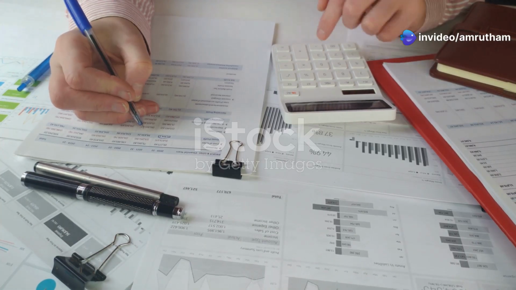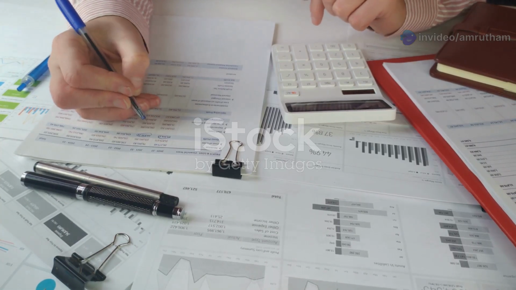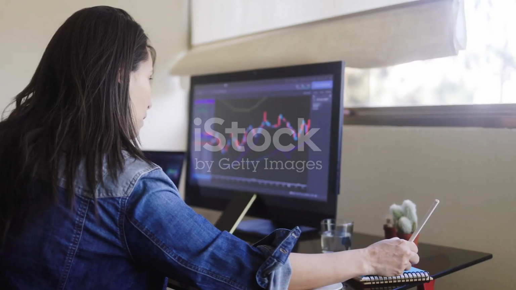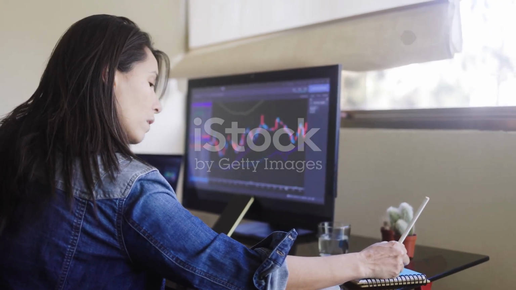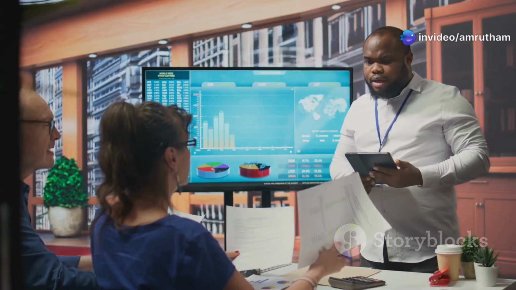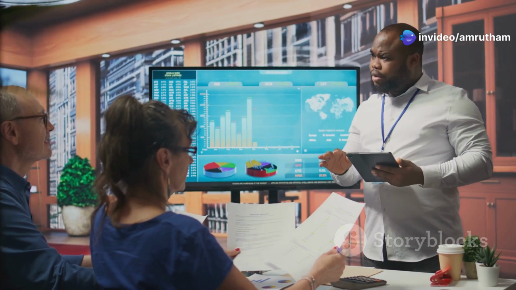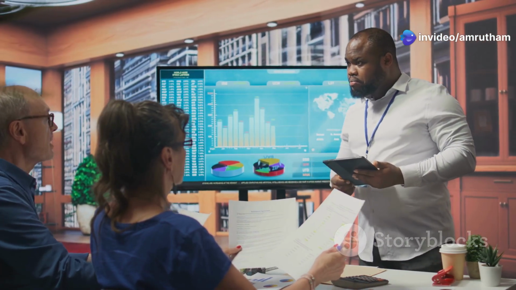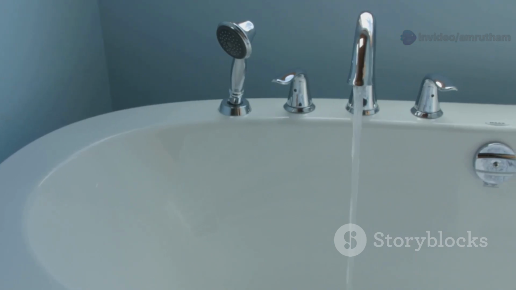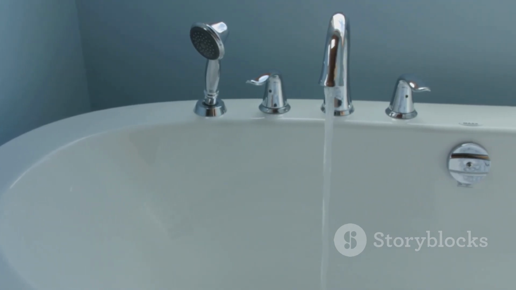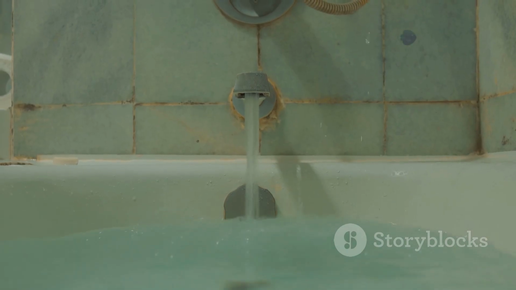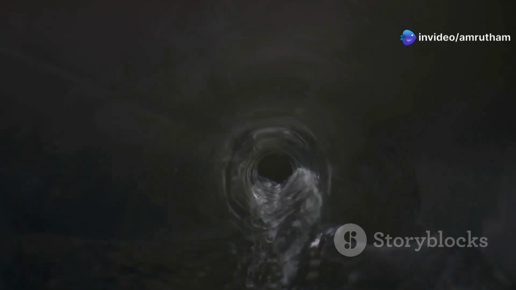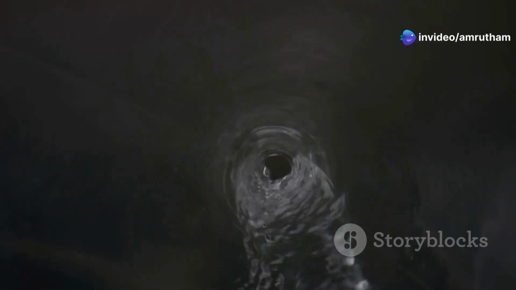Section 7. Cash flow statement: understanding the flow. The cash flow statement tracks the movement of cash both into and out of a business over a specific period. It shows how much cash a business generated and how that cash was used. Think of it like tracking the flow of water in and out of a bathtub. Water flowing in from the tap represents cash coming into the business. Water flowing out through the drain represents cash going out of the business.